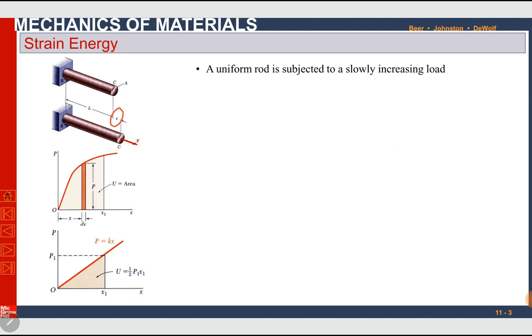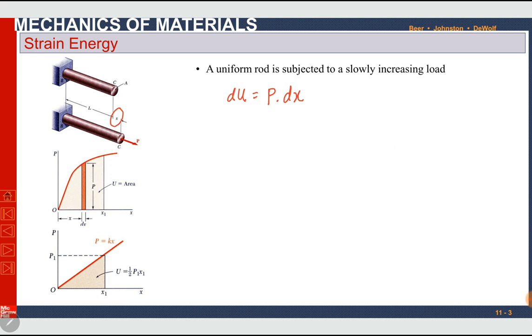The work done by this load P to elongate this rod by a small length dx is given by dU equal to P dx. Total deformation is x. So for a small deformation dx, the energy stored, or the work done by the load P, is equal to dU. This U is capital, remember. We will use another u, which will be small u. This capital U is actually the strain energy.